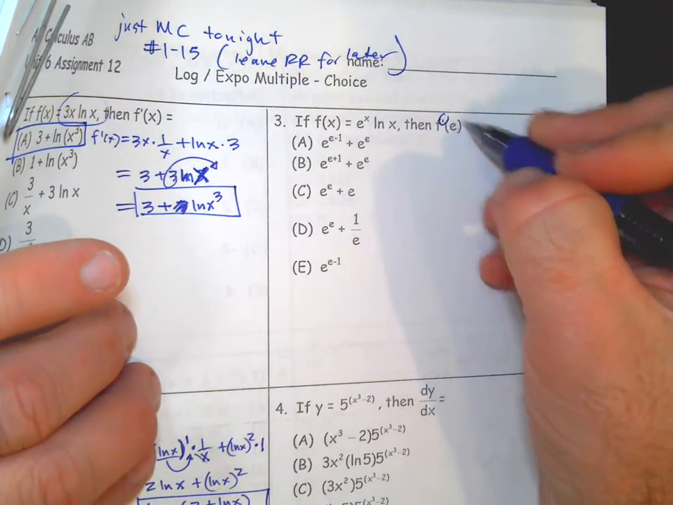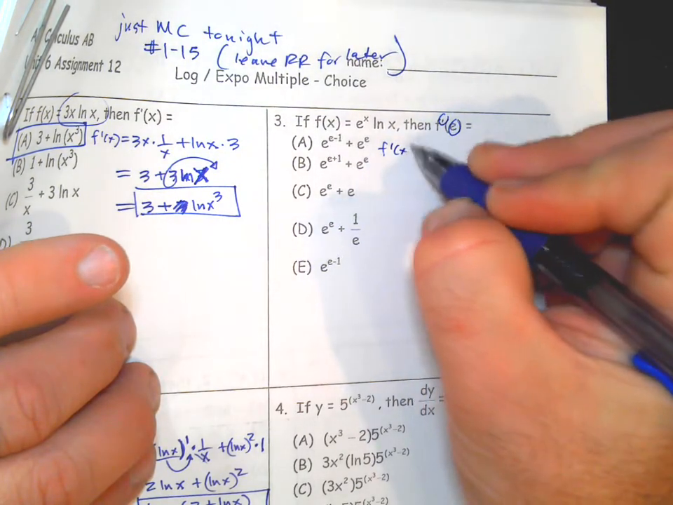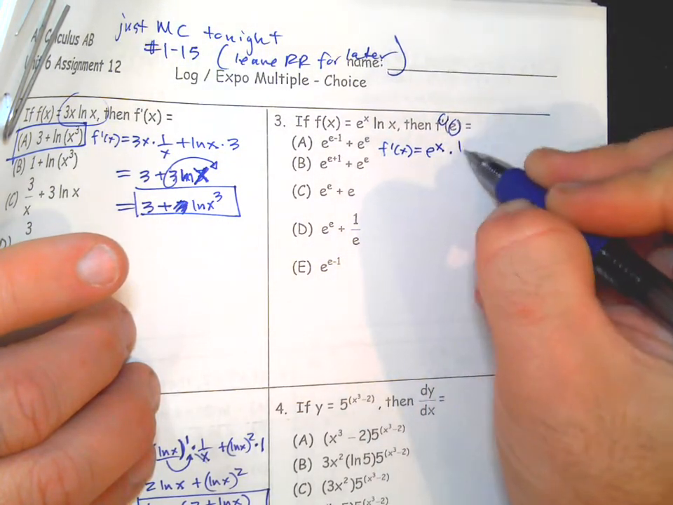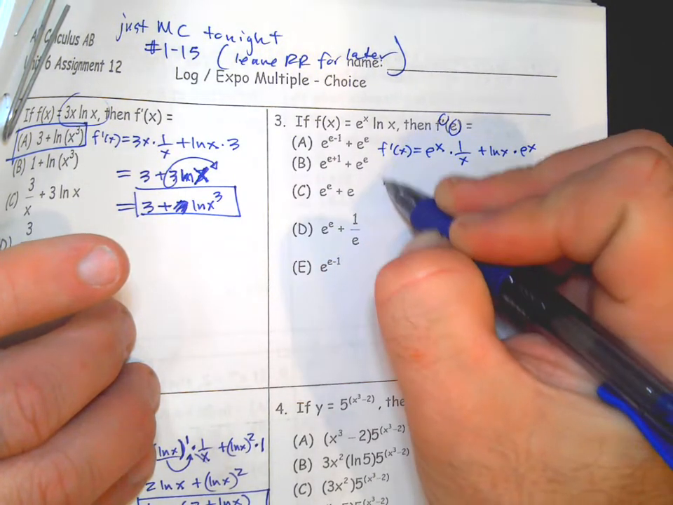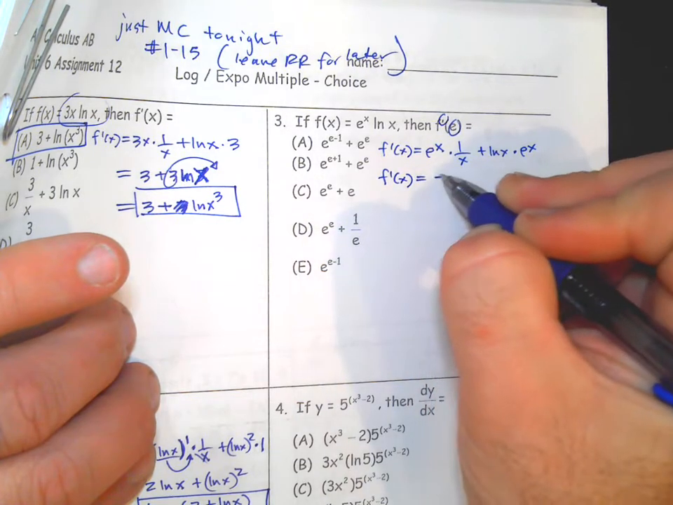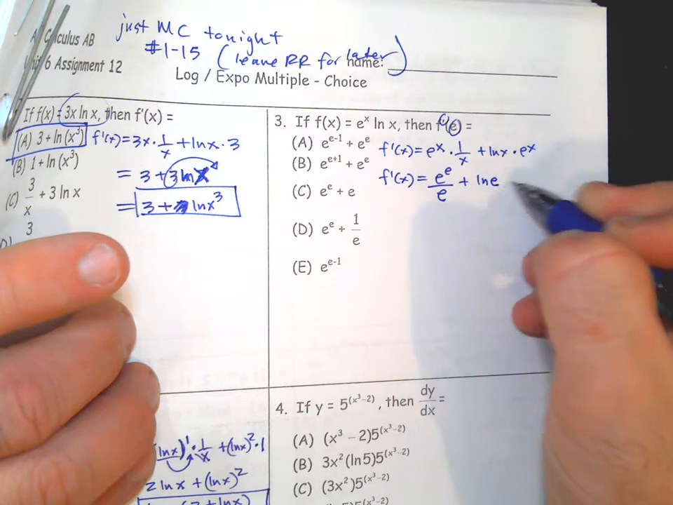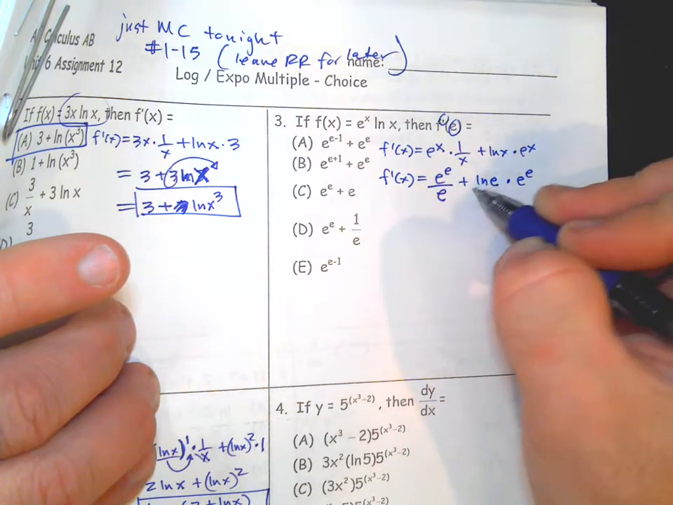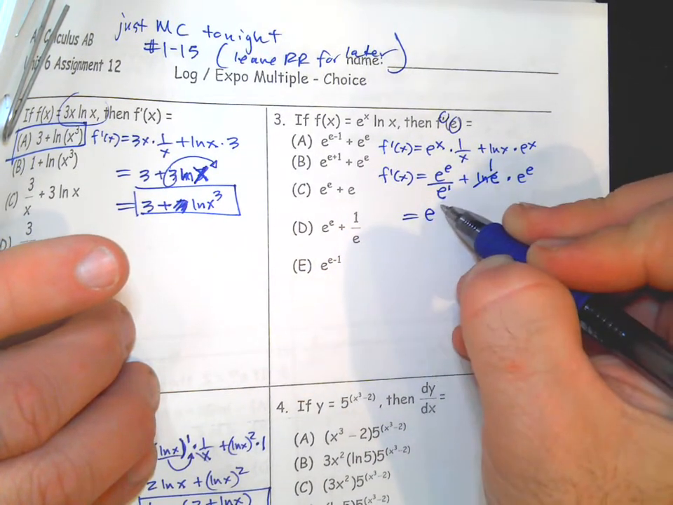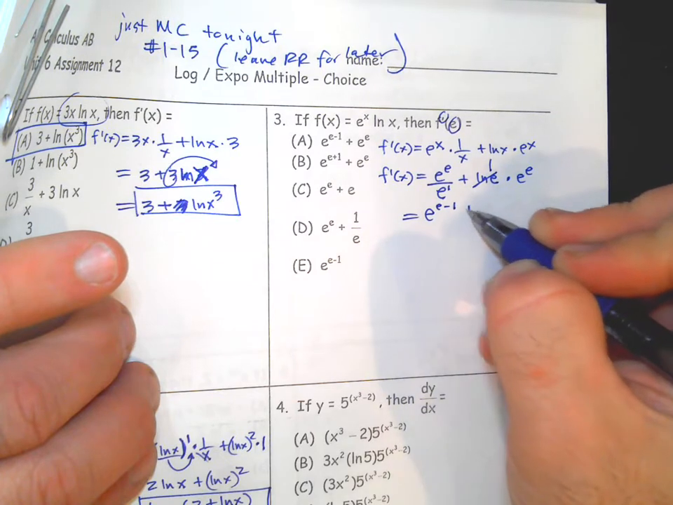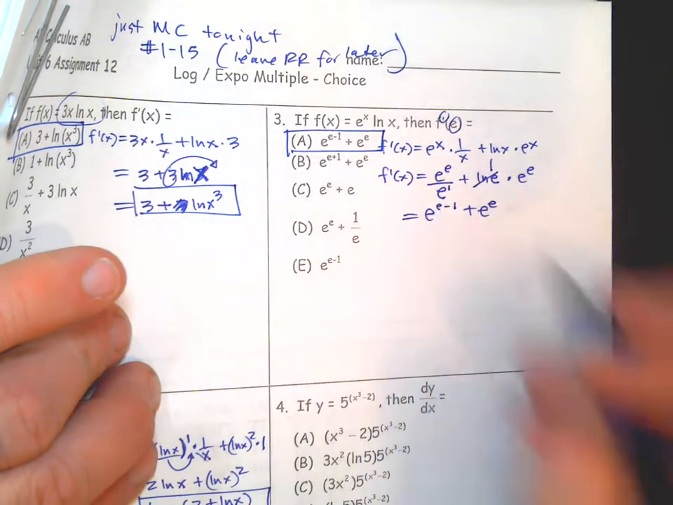Number 3. We've got to take the derivative and evaluate at e, but you've got to do the derivative first. So e to the x times the derivative of natural log of x, which is 1 over x, plus natural log of x times the derivative of e to the x, which is e to the x. So if we're going to plug e in, we're going to get e to the e over e plus natural log of e times e to the e. Now natural log of e is 1. Rules of exponents say we combine these together by subtracting their exponents. So that's what I have, and I see that. Answer A. Okay.